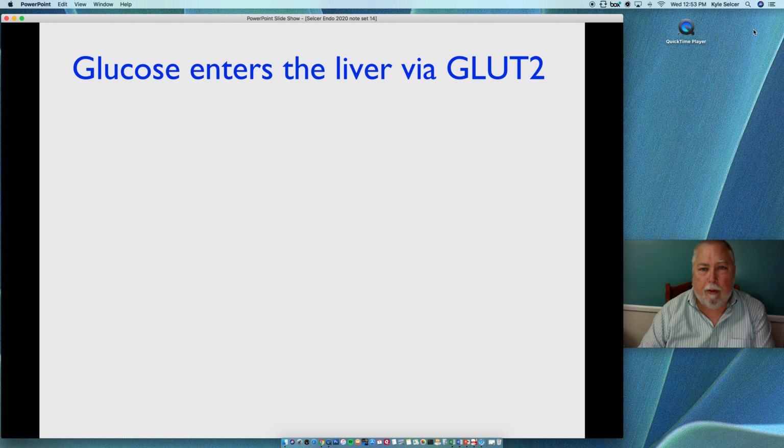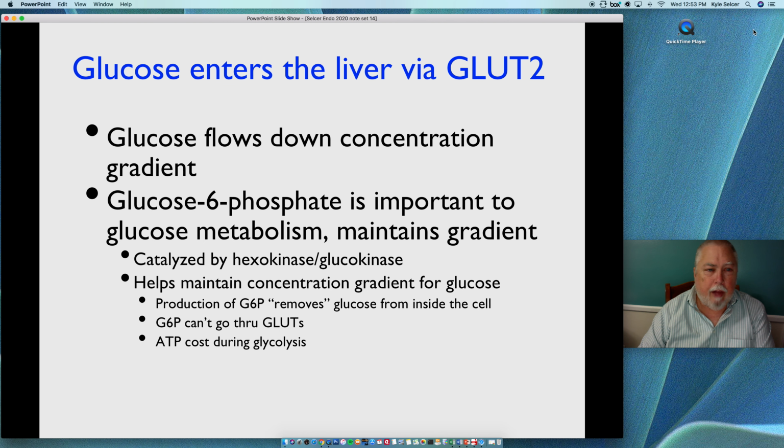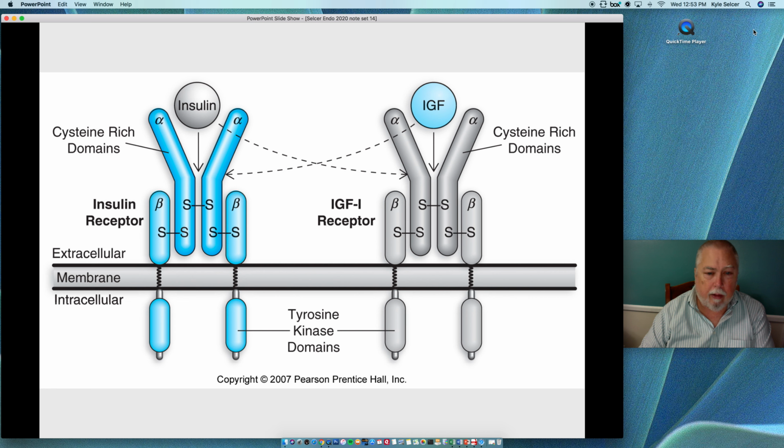Glucose enters the liver via GLUT2, flows down its concentration gradient, then it gets phosphorylated by hexokinase, or if you want to call it glucokinase, and this helps maintain a favorable concentration gradient, so as long as there's glucose out there, it's going to keep flowing into the cell. And then the G6P can't go through the GLUTs and get back out. There's an ATP cost, though, because it takes an ATP to make glucose 6-phosphate, but you can gain that back through the Krebs cycle, or through glycolysis.